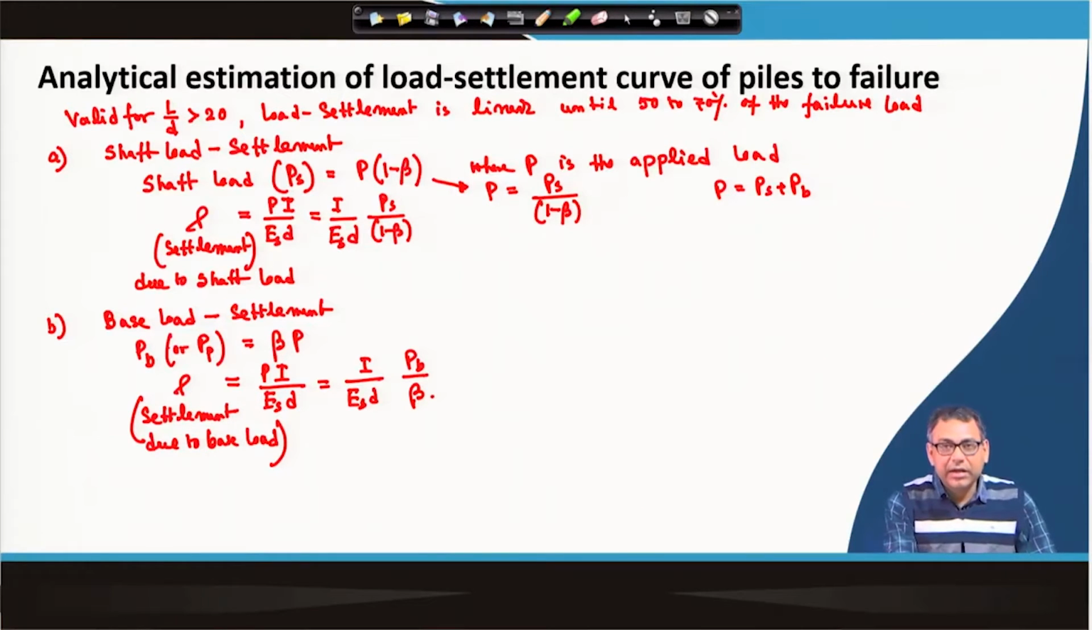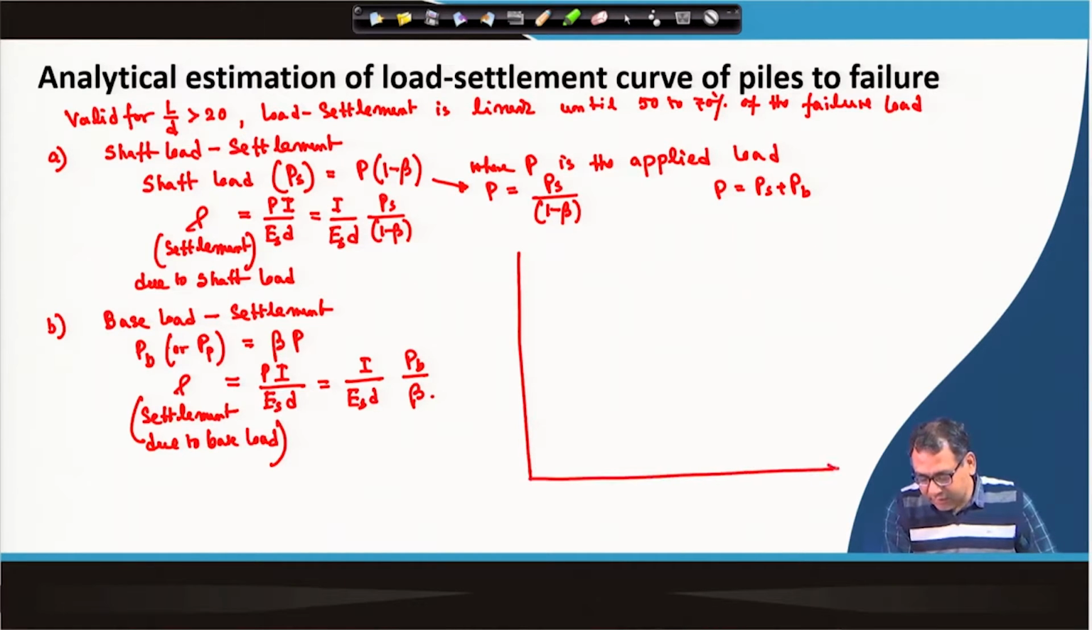And remember that in these two expressions, let us assume that the load and settlement relationship is linear. Okay. So, now this is the settlement we have written in terms of base and shaft load. So, now if I draw the settlement in terms of shaft and in terms of base, then we can see that this is the settlement and this is the load.